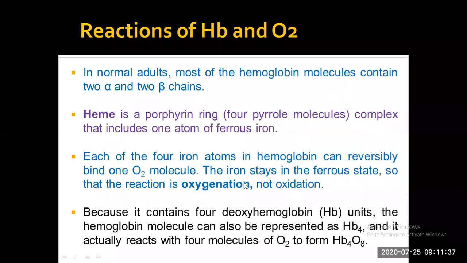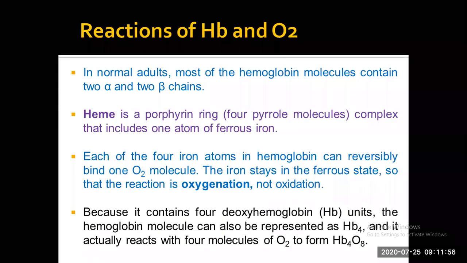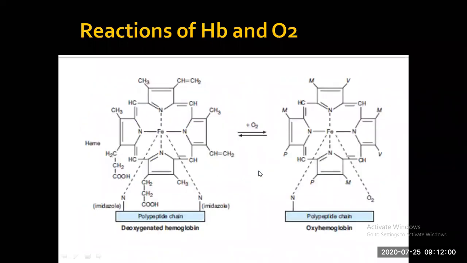So heme is a porphyrin ring complex. Four pyrrole molecules are present there. You have seen them already, four pyrrole molecules. These four pyrrole molecules are present in each heme part, and one iron is present there. And this iron can carry one oxygen molecule.